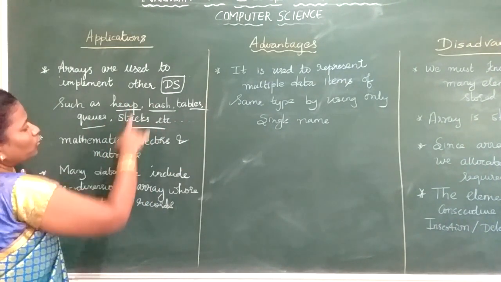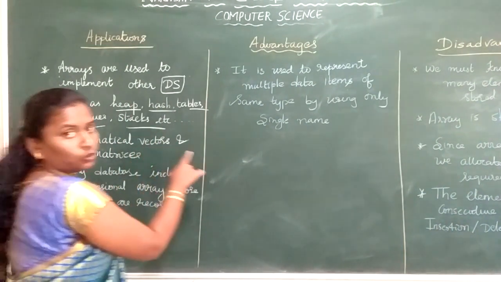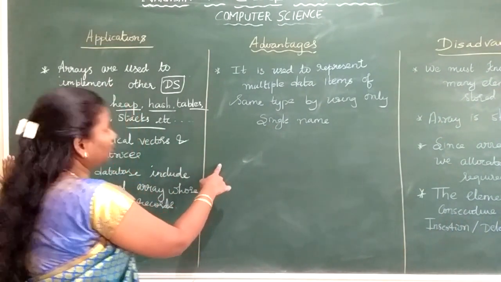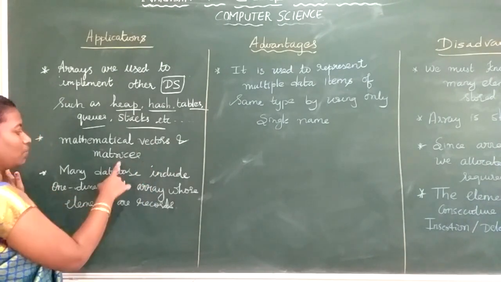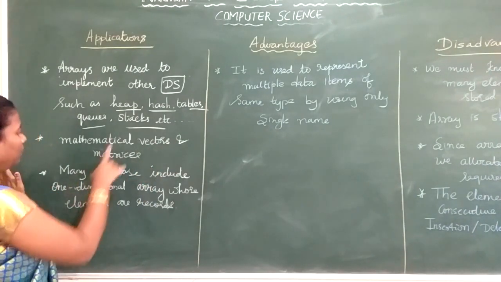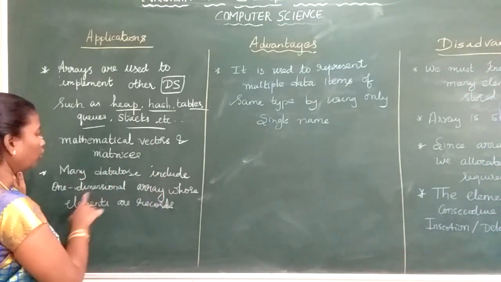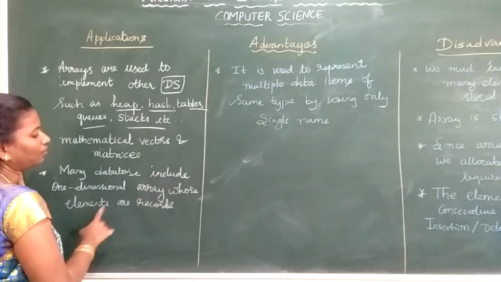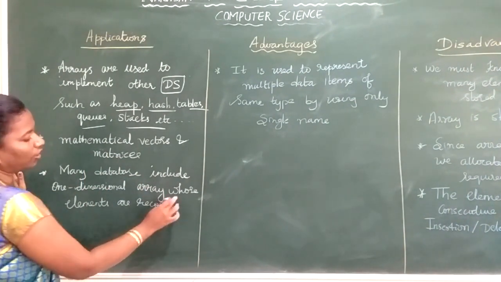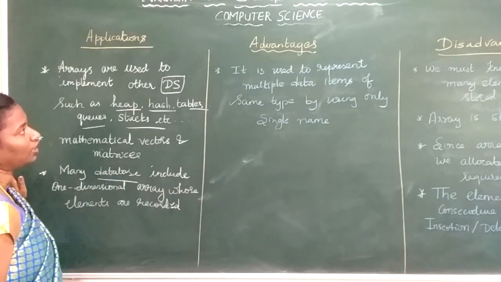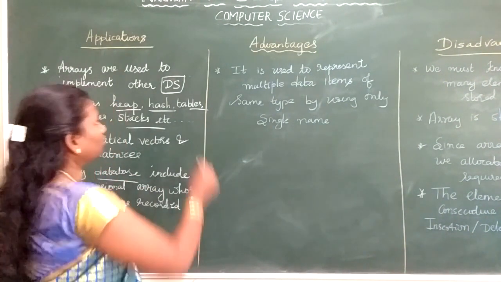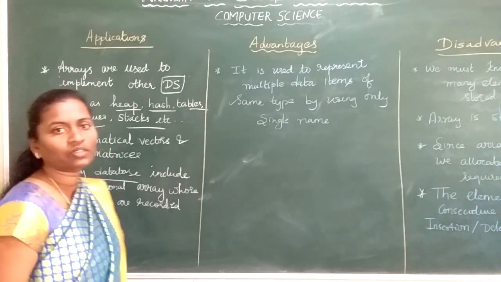It is also used to implement, as we have seen in the two-dimensional array, the matrices. This array is used to implement mathematical vectors as well as matrices. Next application is, many databases include a one-dimensional array whose elements are recorded. So many databases use a one-dimensional array to record the elements. So this is about your applications. So we have three applications.